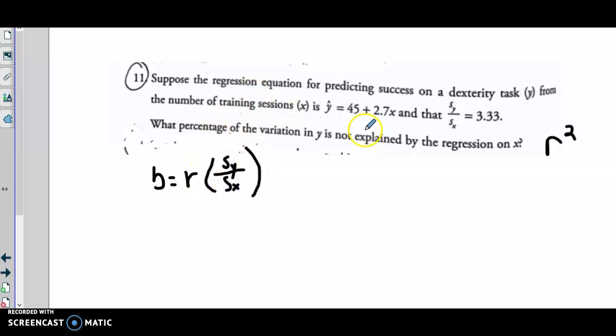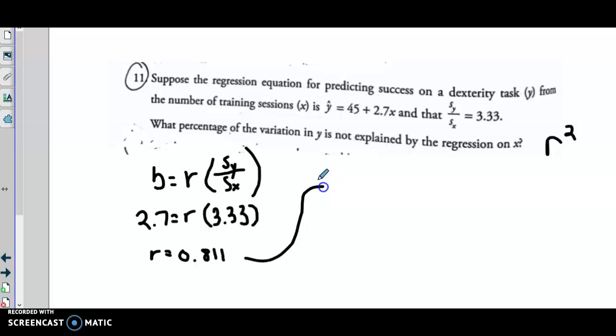So I have most of these values. B is 2.7, equals r times sy over sx, which I was told was 3.33. And if I solve this for r, I get r equals 0.811. And easy enough from there to go ahead and square r. If I square 0.811, I get 0.657.